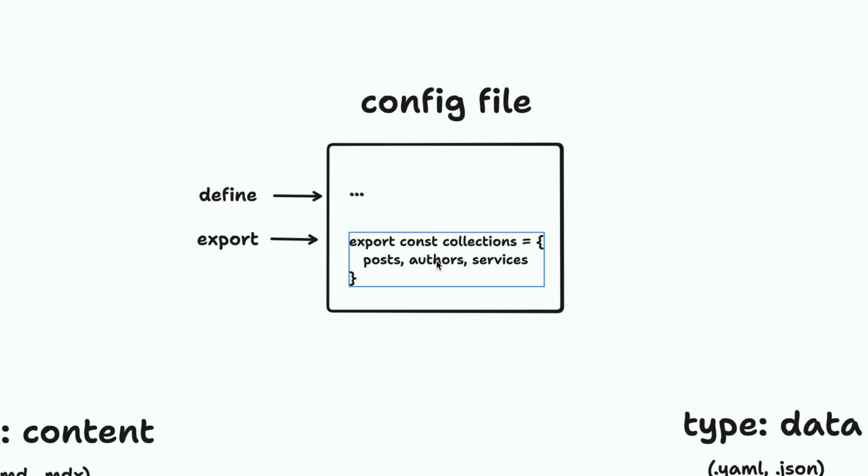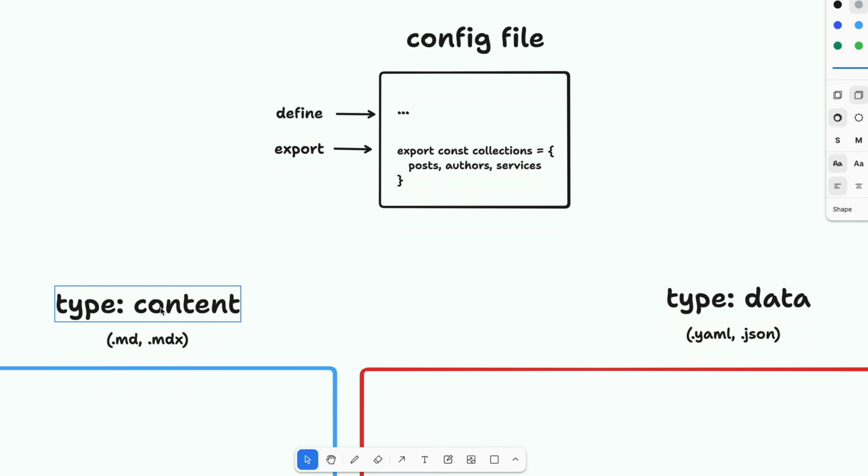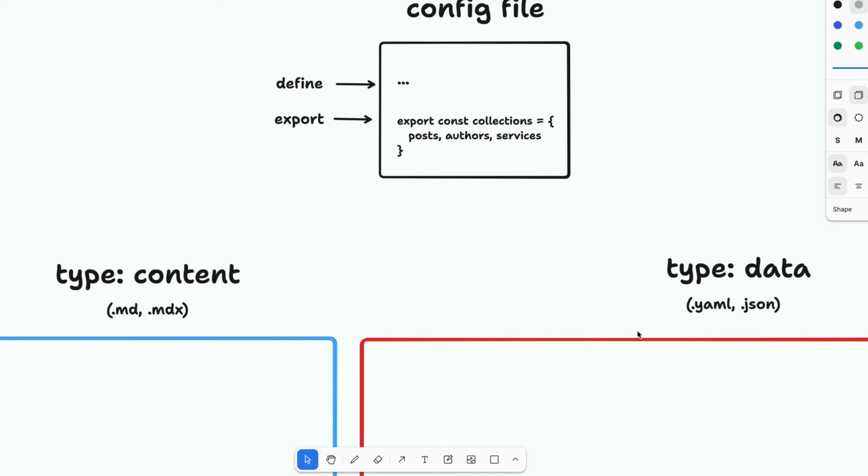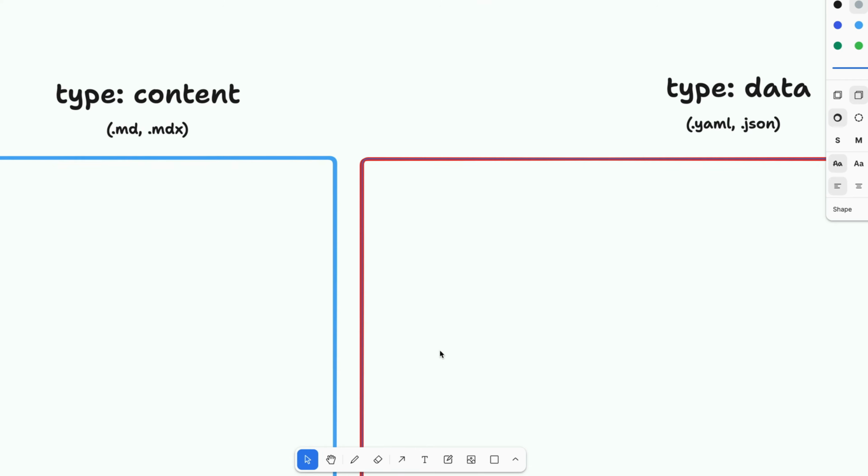And in recent versions of content collections, they've added the ability to have two different types of content in your collections. You can have what's called content types, or you can have data types. Basically, this is the kind of data you're expecting to store in these collections. One can be in Markdown or MDX files, and the other in YAML or JSON files. So when would you want to use one over the other?